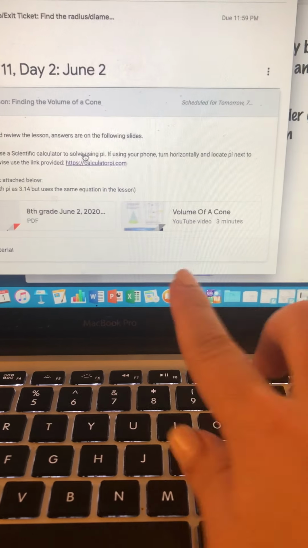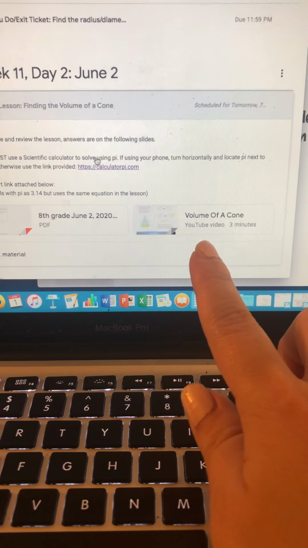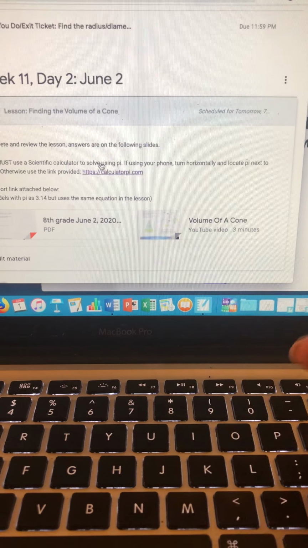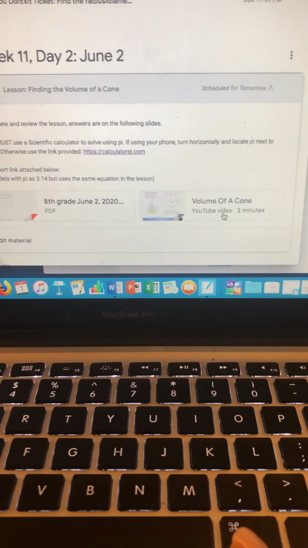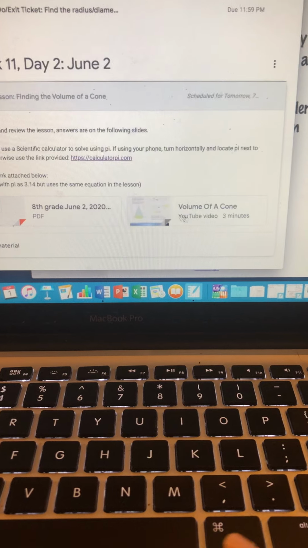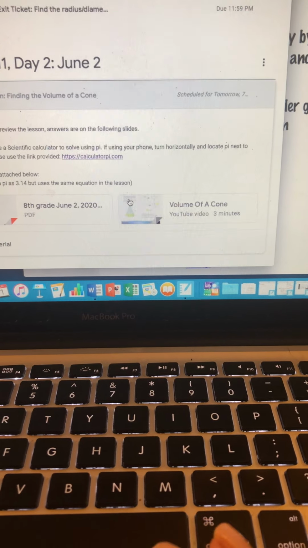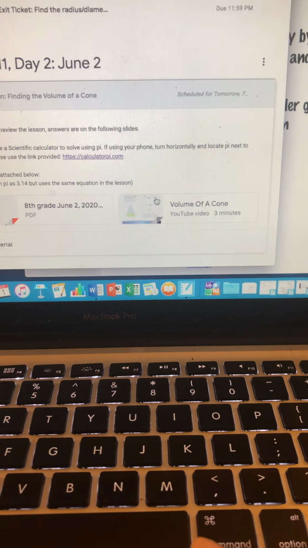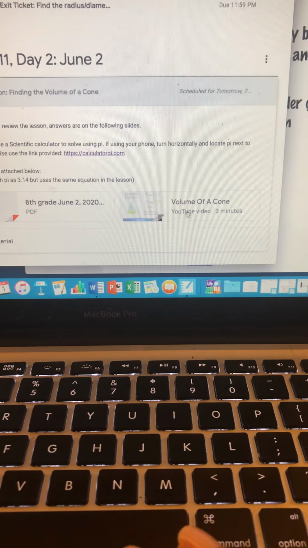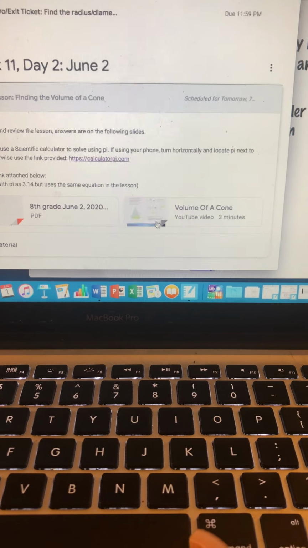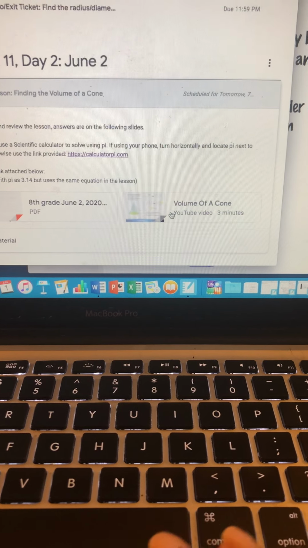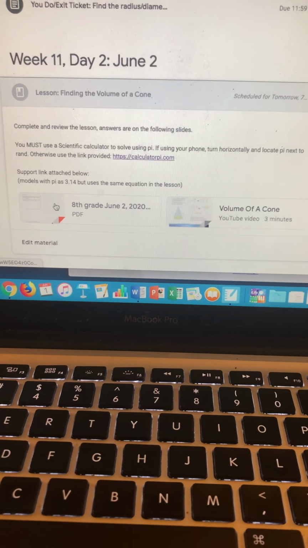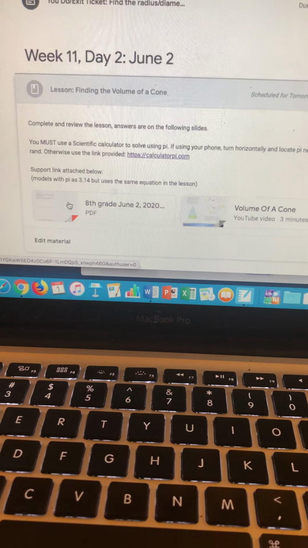There is another video here for support if needed. It's only a 3-minute video, so if you need extra help, it walks you through how to find the volume of a cone as well. The only thing is, in this support video they use 3.14 for pi, but we know that we do not use that, so that would just be the only note I would take on this video. It takes you through exactly what you need to do, just we don't use 3.14 for pi, we use our scientific calculator. Okay, so your lesson is here.